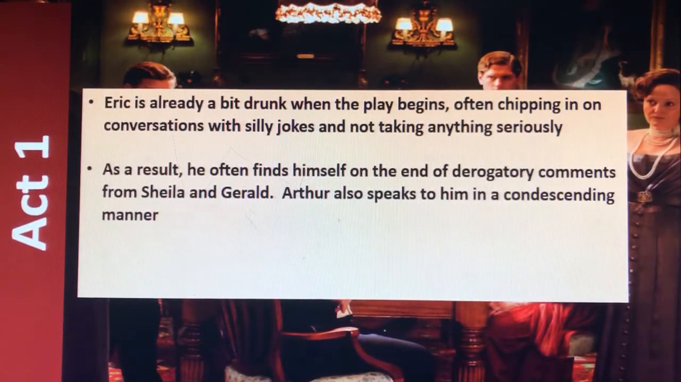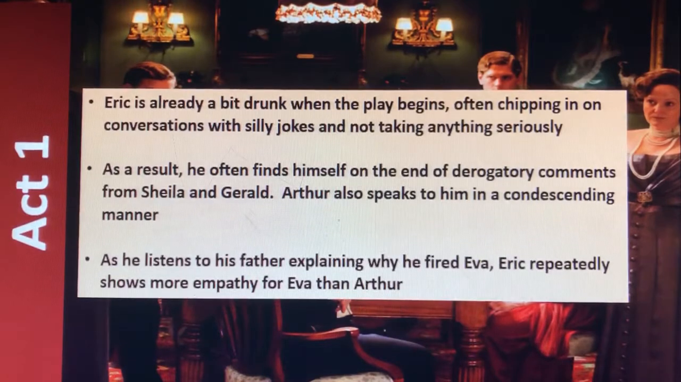As a result, he often finds himself at the end of derogatory comments from Sheila and Gerald, people who are almost his own age. Arthur also speaks to him in a condescending manner, often putting him down even in social circles. As he listens to his father explaining why he fired Eva, Eric repeatedly shows more empathy for Eva than Arthur, perhaps offering an early insight into his different worldview.